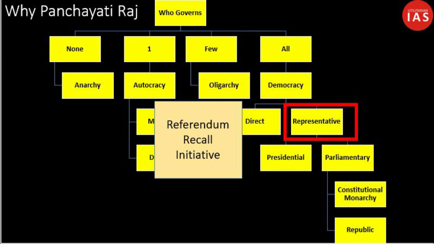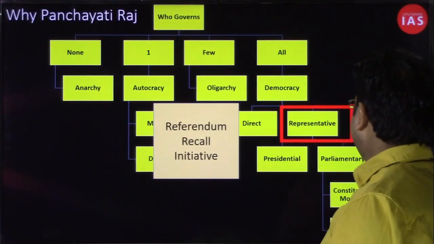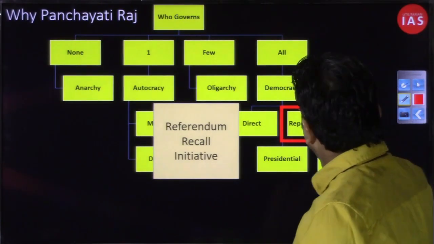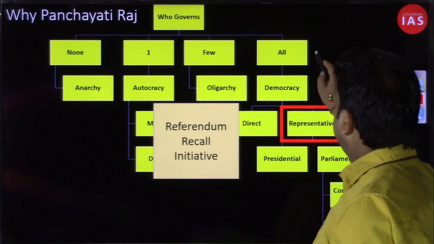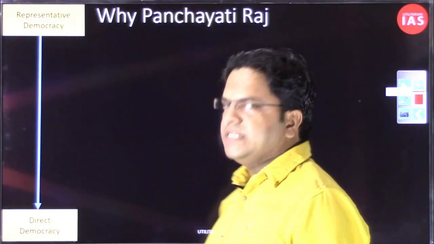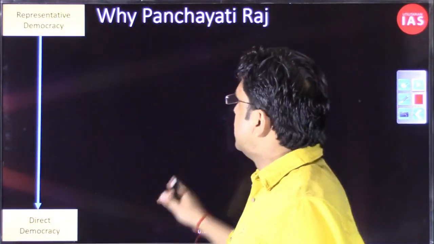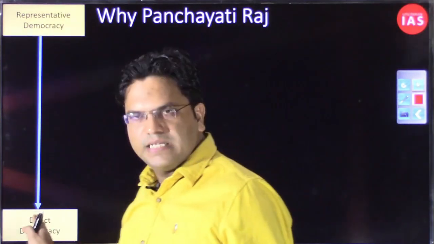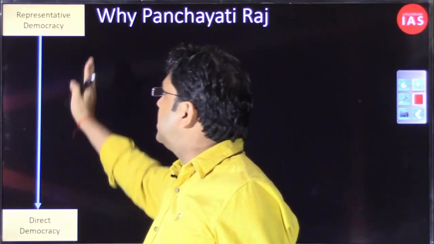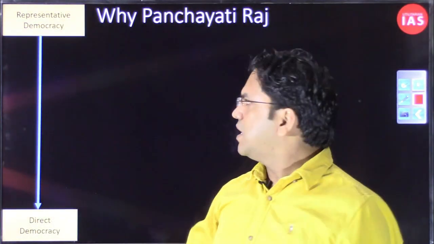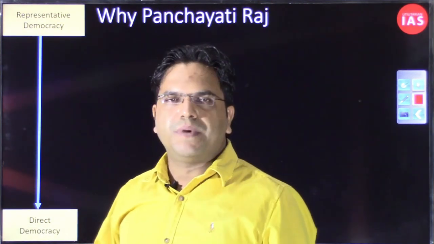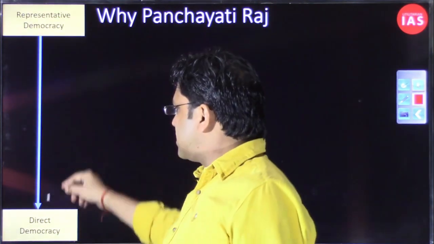But what we are following is representative democracy, because of inherent disadvantages that direct democracy brings with itself, right? So we are practicing representative democracy, but direct democracy does have its advantages as well. Okay, direct democracy does have some difficulties. Representative democracy we are practicing, but it should not stop us from moving towards direct democracy.